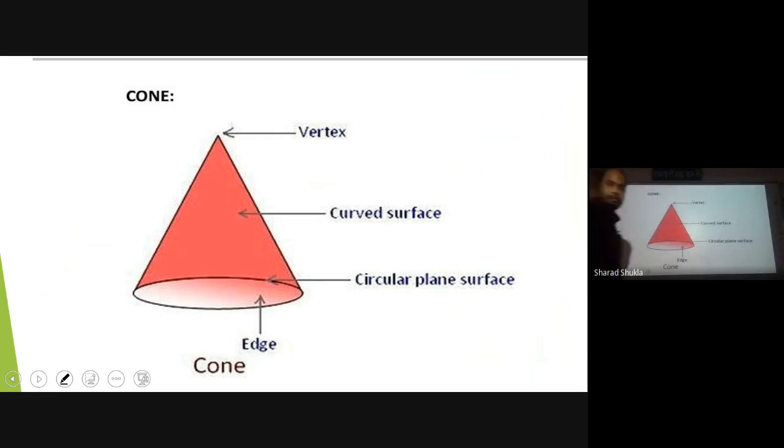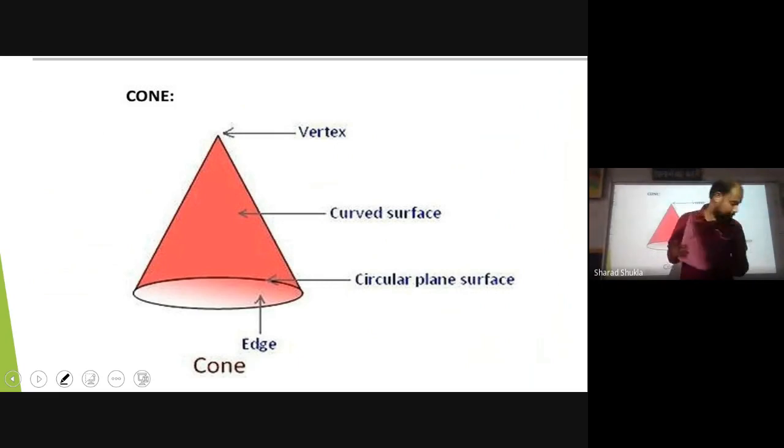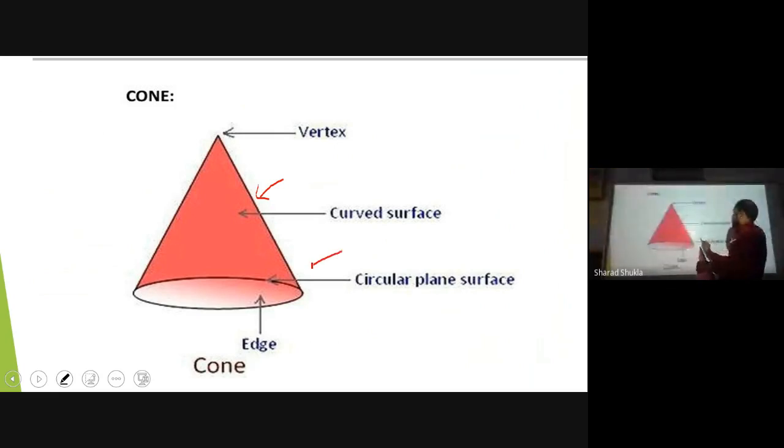Next, cone. Now we understand the concept of cone. This is the cone. If you notice, in this cone, this is the curved surface, and this is circular, the bottom one. This is the circular plane surface.